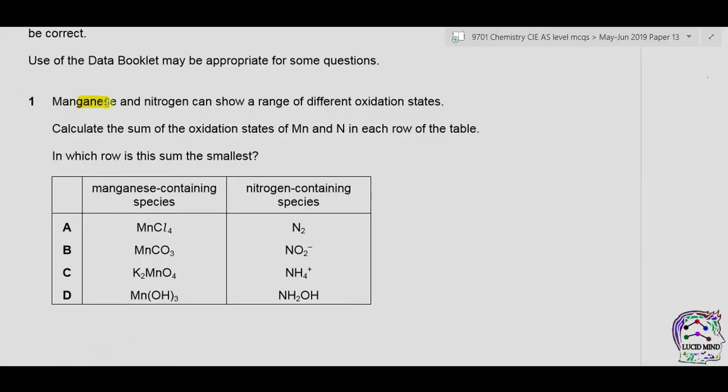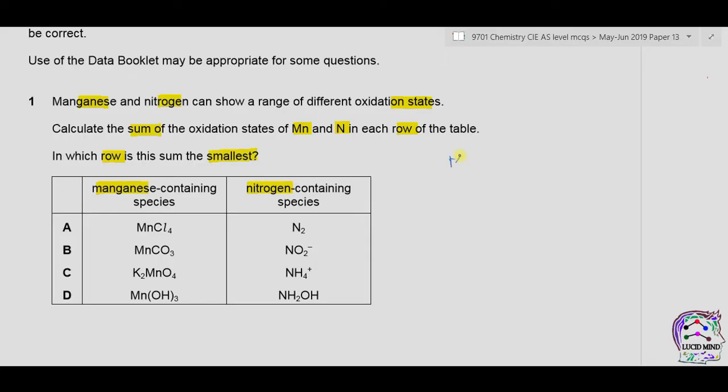Question 1. Manganese and nitrogen can show a range of different oxidation states. Calculate the sum of the oxidation states of Mn and nitrogen in each row of the table. In which row is the sum the smallest? These are the compounds containing manganese and these are the compounds containing nitrogen. Let's first find out the oxidation state of manganese in these compounds.